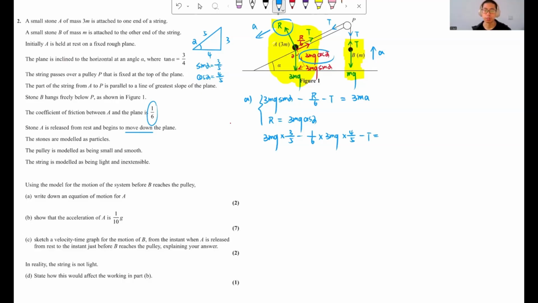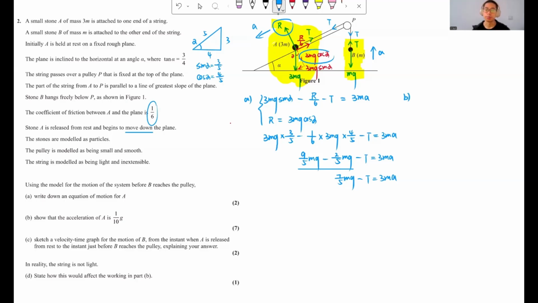And then minus T we don't know, equal to 3ma. So if we simplify them, 3 times 3/5, that's 9/5 mg. And then minus 1/6 times 3 times 4/5, which will give us 2 over 5 mg. And then minus T equal to 3ma. So we can simplify those two because they are in terms of mg. Minus them, that will be 7 over 5 mg minus T equal to 3ma. Okay, that would be the equation of motion for A.